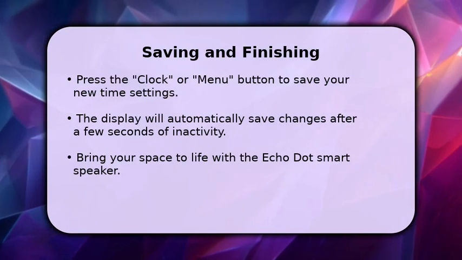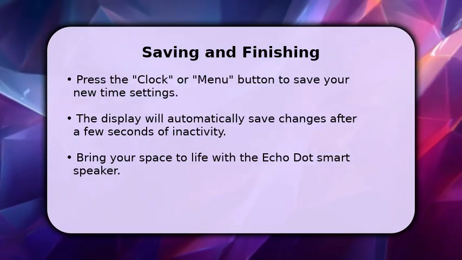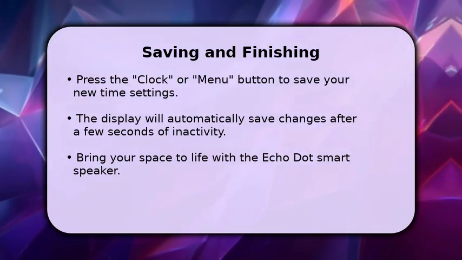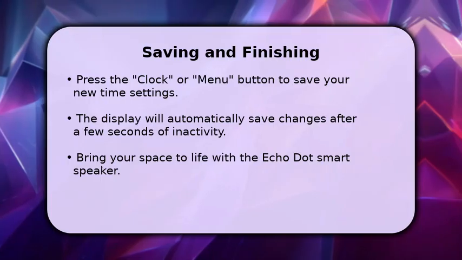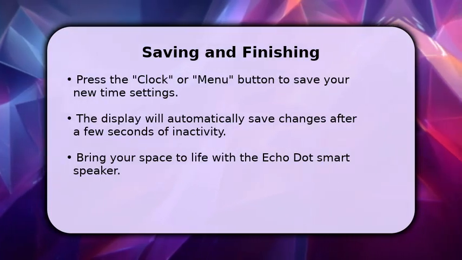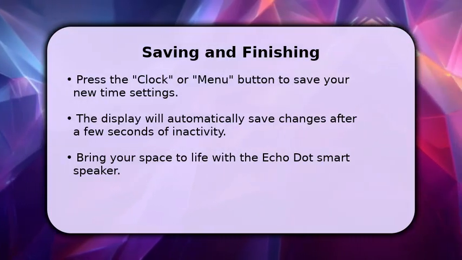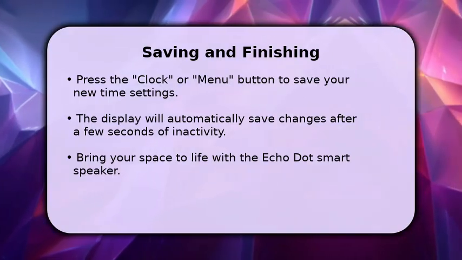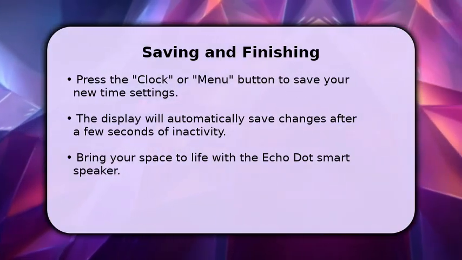To finalize your settings, press the clock or menu button again to save the adjusted time. In some models, the system will automatically save your changes if no buttons are pressed for about 30 seconds. Your Ford Transit's clock should now be accurately set.